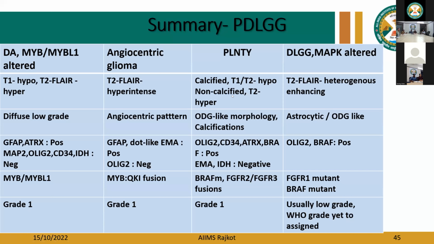So this was the last slide. So all 4 are showing typical molecular pathology. All 4 tumors are low-grade tumors. The first 3 tumors are CNS WHO grade 1 tumors, whereas in the 4th tumor, the WHO grade is yet to be assigned.